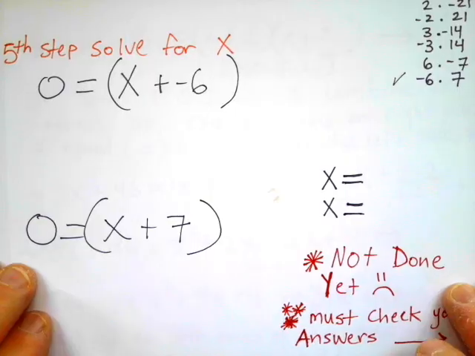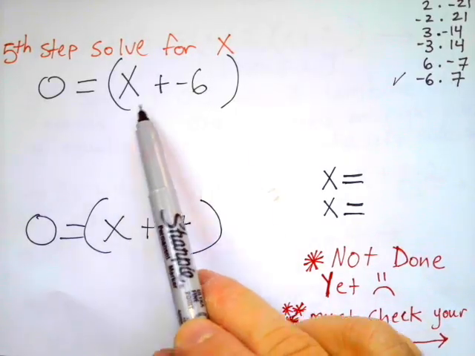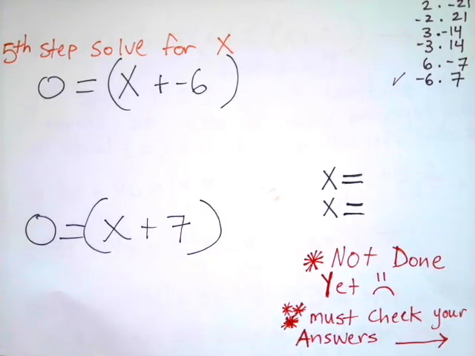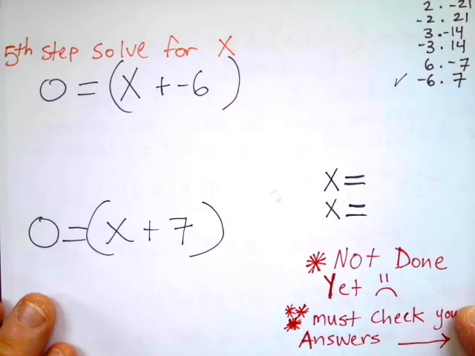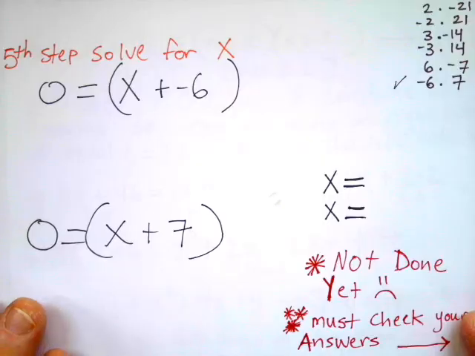And so step 5, you want to solve for x. Each of these you want to solve for x. And that will give you your two answers. But we're not going to be finished because, as I left off in video 3 telling you, you have to check your answers. Right? You have to check your answers.